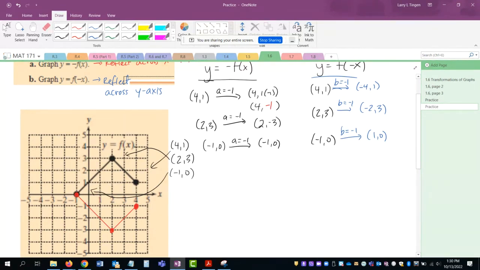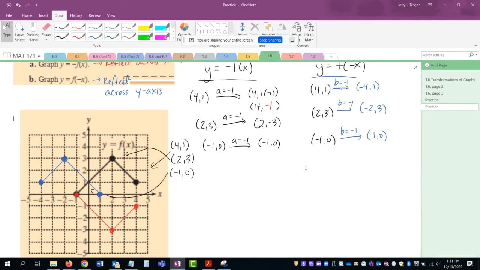-4, 1 is going to put me here. -2, no, try that again, Larry. -4, 1 is going to bring me over here and then up. -2, 3 is going to be left 2, up 3. And then -1, 0 becomes 1, 0, which is right here. There again, if I connect these with straight lines, which is what I am supposed to do, I get, you see the graph, and it is a reflection across the y-axis.